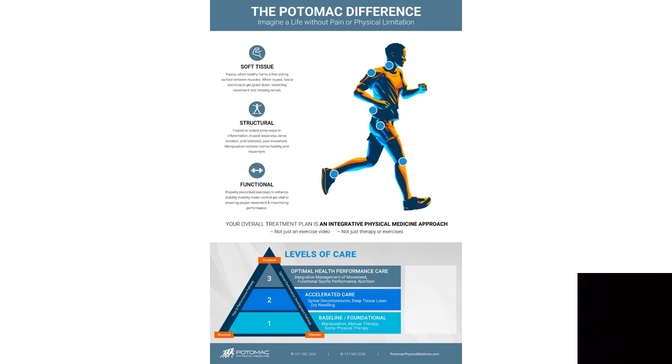So the difference, how do we tie all this together with repetitive motion injuries? We need to have an integrative treatment. Not just an exercise video, not just therapies, but an all-inclusive multimodal approach, starting with soft tissue and fascia work, structural work on the joints, so things like active release, Graston, and of course joint manipulation are the most important things we do in clinic in terms of physical medicine, and then rounding that out with functional rehabilitative exercises to help us to improve our motor control, restore normal motion, and get us back into the game.